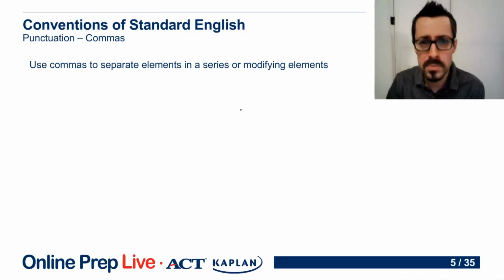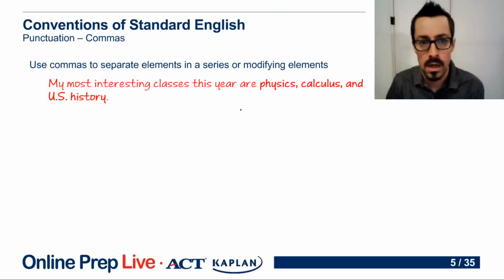There are some specific rules, though, that we can memorize. One rule is when you have things in a list of three or more. So we're all kind of used to this example. My most interesting classes this year are physics, calculus, and US history. So when you have things in a list like so, you want to have a comma separating each one.